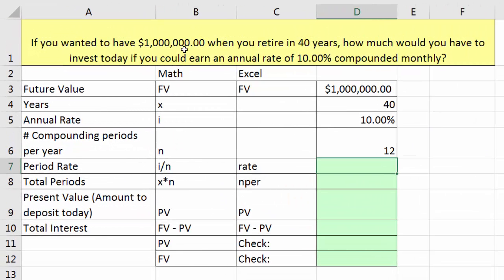If you wanted to have $1 million when you retire in 40 years, how much would you have to invest today if you could earn an annual rate of 10% compounded monthly? Now, I put the values here, the future value, we know that. Years, 40 years until retirement. Annual rate, we're assuming this. Now, notice it says how much you would have to invest today.